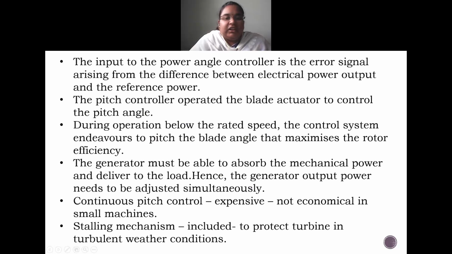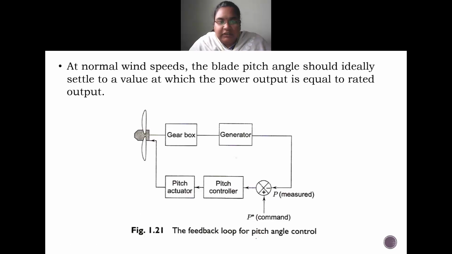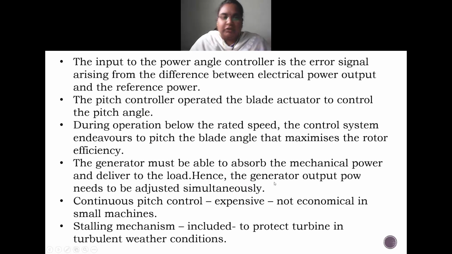Now, the pitch controller operates the blade actuator, which in turn controls the pitch angle. That is, here the pitch controller gives its output to the pitch actuator. Here blade actuator and pitch actuator are the same. What we are going to do is change the blade angles, that is the pitch angles, based upon the pitch controller values.